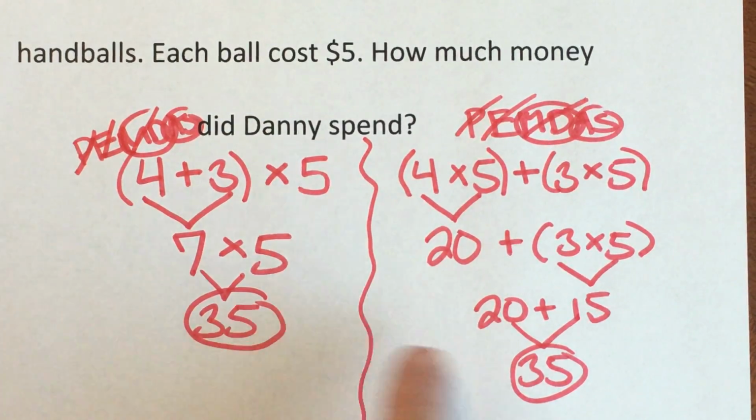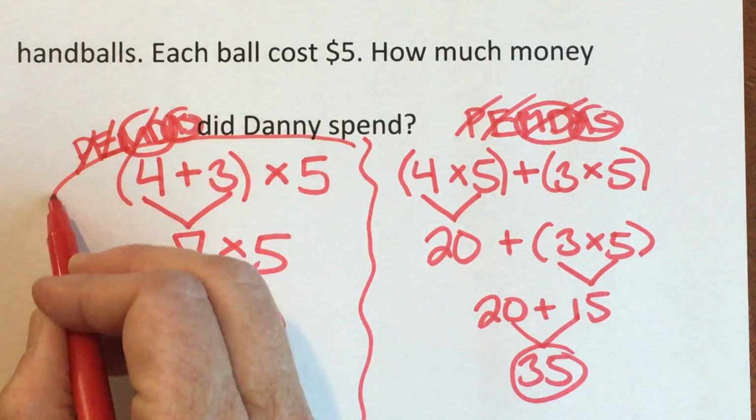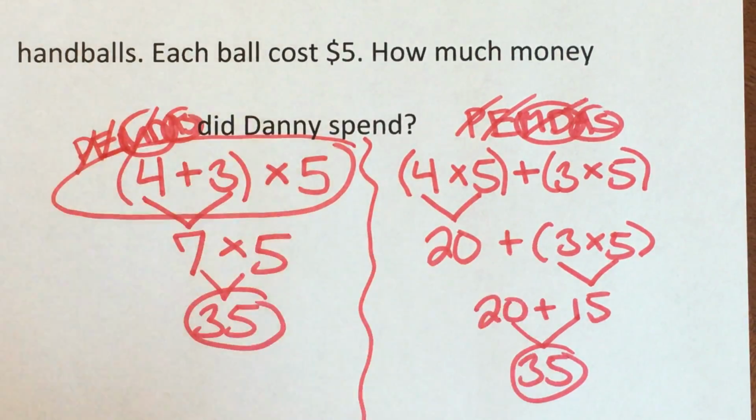Okay, now some of you might have been able to get to 35, but this is what you're going to need to be able to do. You are going to be forced in this unit to be able to write expressions.